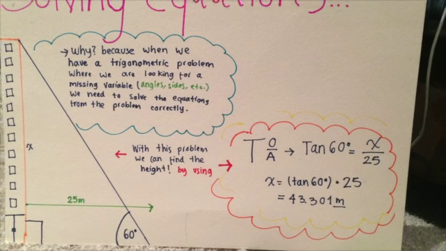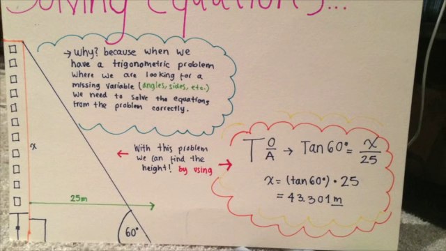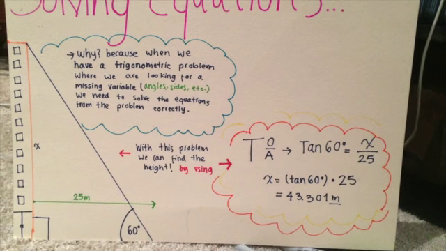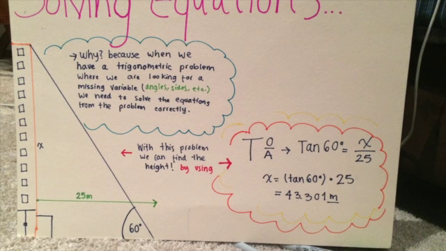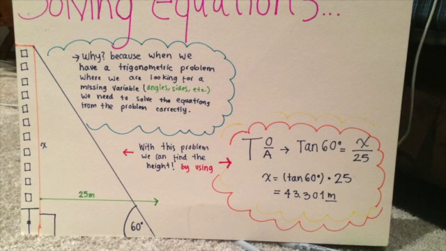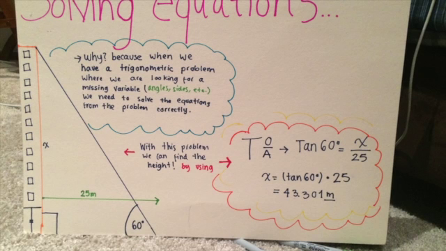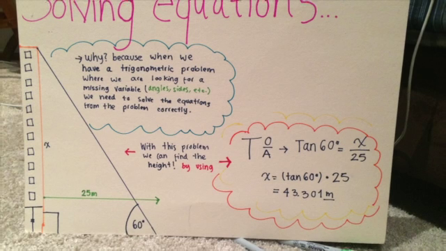With this problem, we can find the height of this building using the method TOA. Tan 60 equals x over 25. This means tangent equals opposite over adjacent. So what we have to do is solve the equation, which is x equals tan 60 times 25, which is 43.301 meters. That's how you know the height of this building.